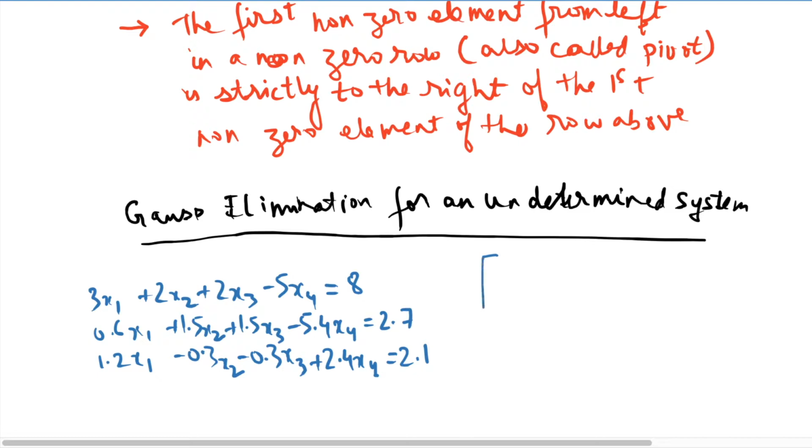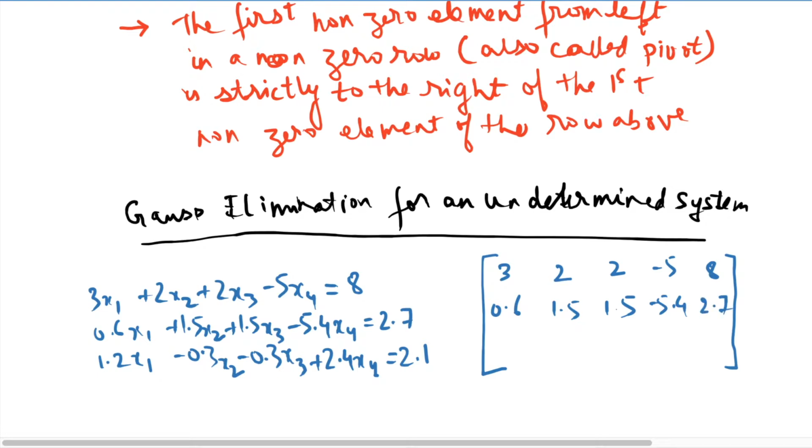And now you can easily write the corresponding augmented matrix, right? So this will be 3, 2, 2, minus 5, 8, and this will be 0.6, 1.5, 1.5, minus 5.4 and 2.7, and this will be 1.2, minus 0.3, minus 0.3 and 2.4 and 2.1.